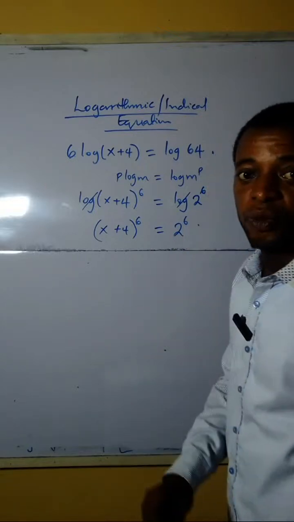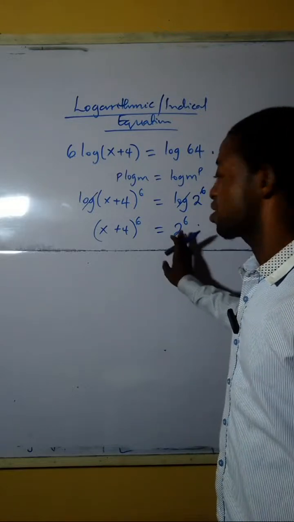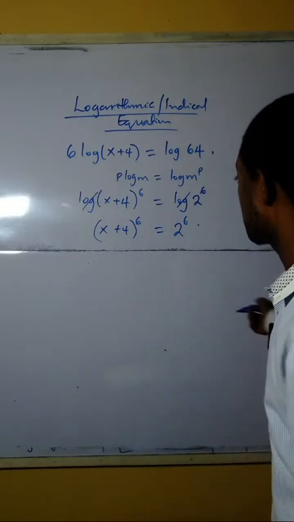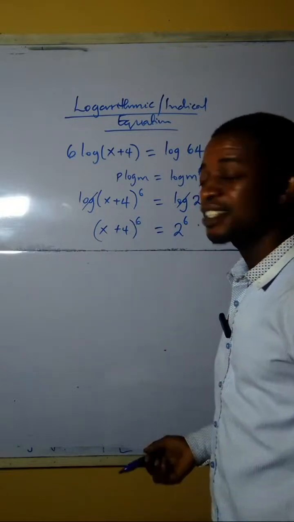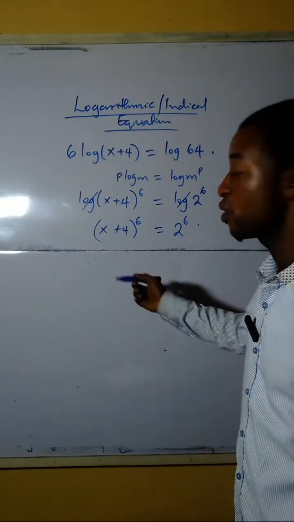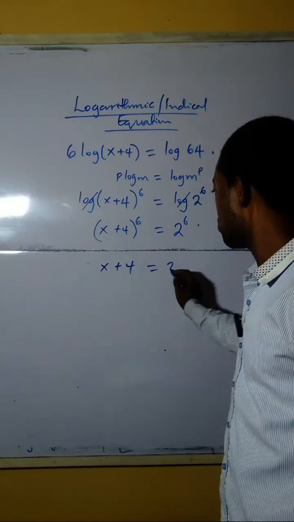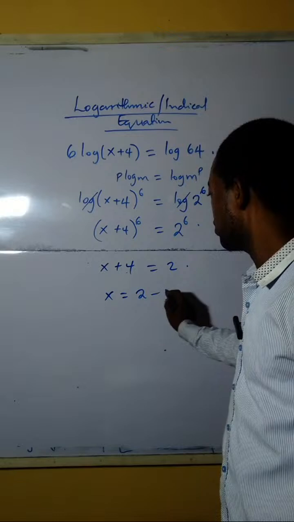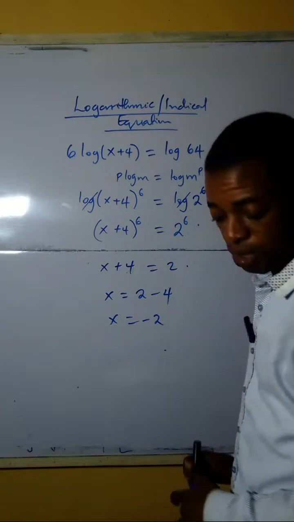Normally, this is supposed to have 6 solutions. When we solve this properly, it's going to give us 6 solutions, but sometimes you might just take the 6th root on both sides, or you multiply both powers by 1 over 6. So that here, this remains x plus 4 equals 2. Then by the time you take 4 to this side, it becomes minus. So we have x equals 2 minus 4, then you have x equals minus 2, which is one of the solutions there.